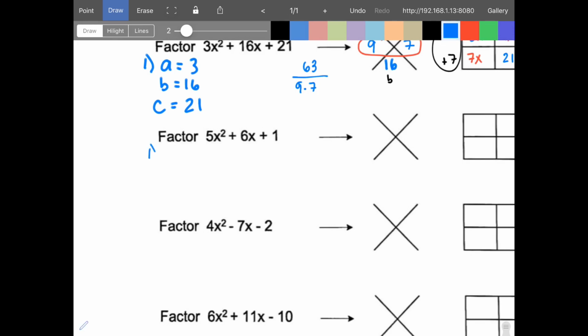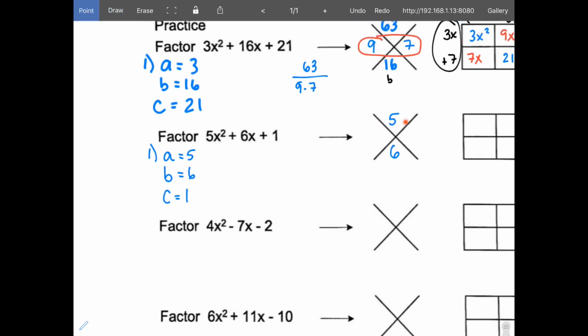So first, identify A, B, and C. So A equals 5, B equals 6, and C equals 1. Again, you have to use this method when the A term is anything other than 1. But if it was a 1, you can still use this method. Okay? So let's multiply A times C up here, and that's 5 times 1, so that's just 5. And your B term is down here, which is 6. So we need to find the factors of this number.